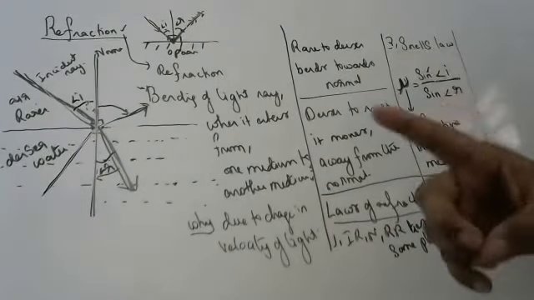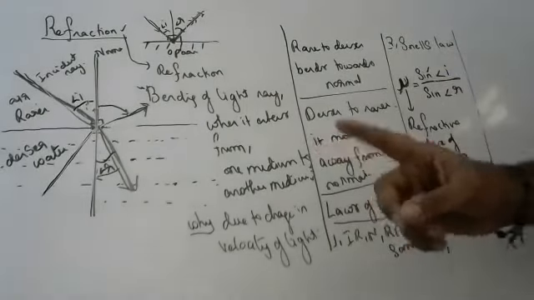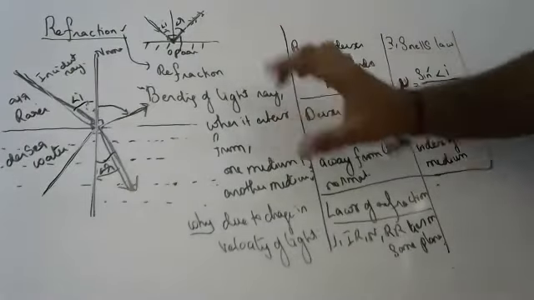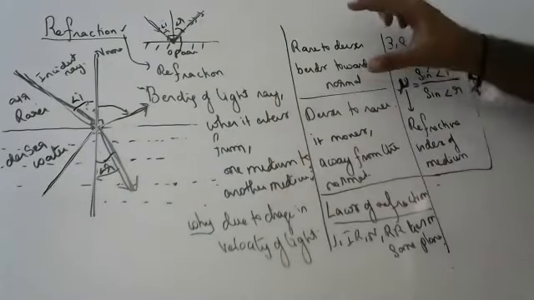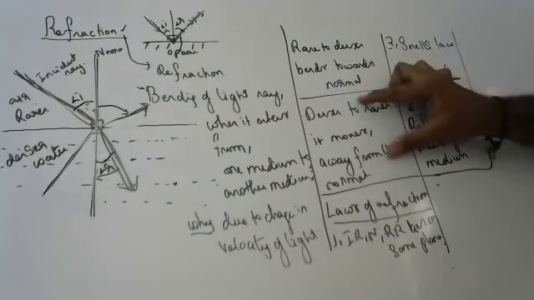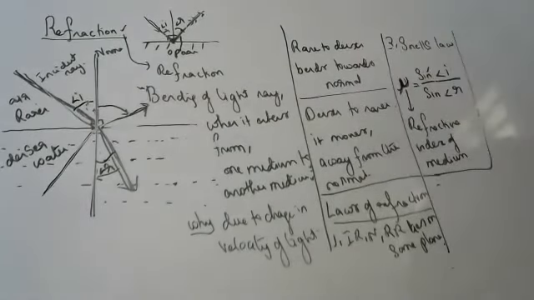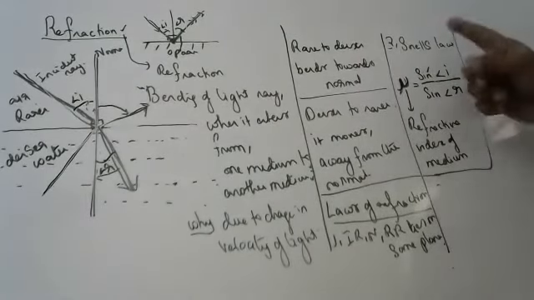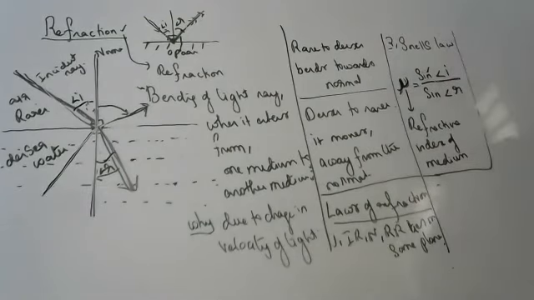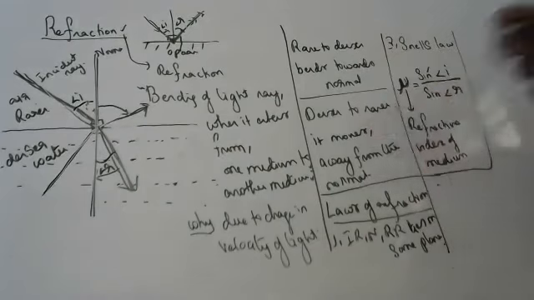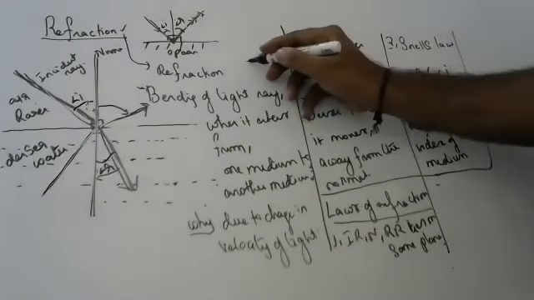Whenever the laws of refraction come as a 5 marks question, you should write the definition. Why does refraction occur? Rarer to denser, what happens? Denser to rarer, what happens? A figure is compulsory, children. And the laws of refraction, especially Snell's law. Many times they ask it as a 1 mark question. Children, for rarer to denser and denser to rarer, please draw separate diagrams.